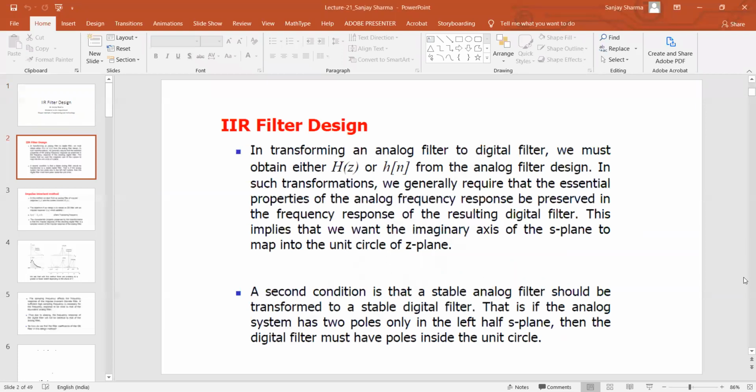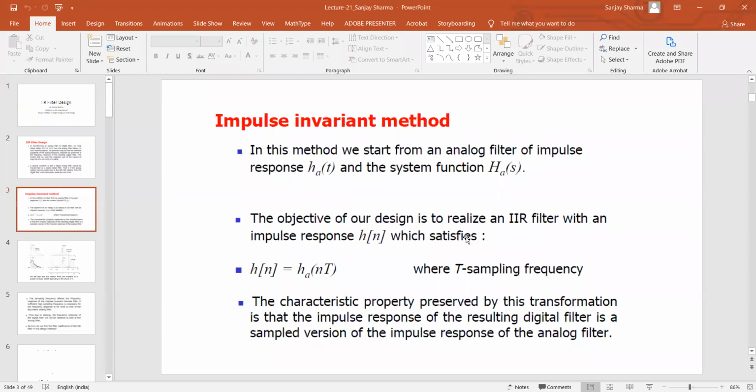The IIR filter design using the impulse invariant method starts with the system function in the analog domain, that means in the S domain. From there you take the inverse Laplace transform to get the impulse response in the time domain. Then you sample this impulse response by replacing small t with n capital T, where capital T is the sampling period, not the sampling frequency.